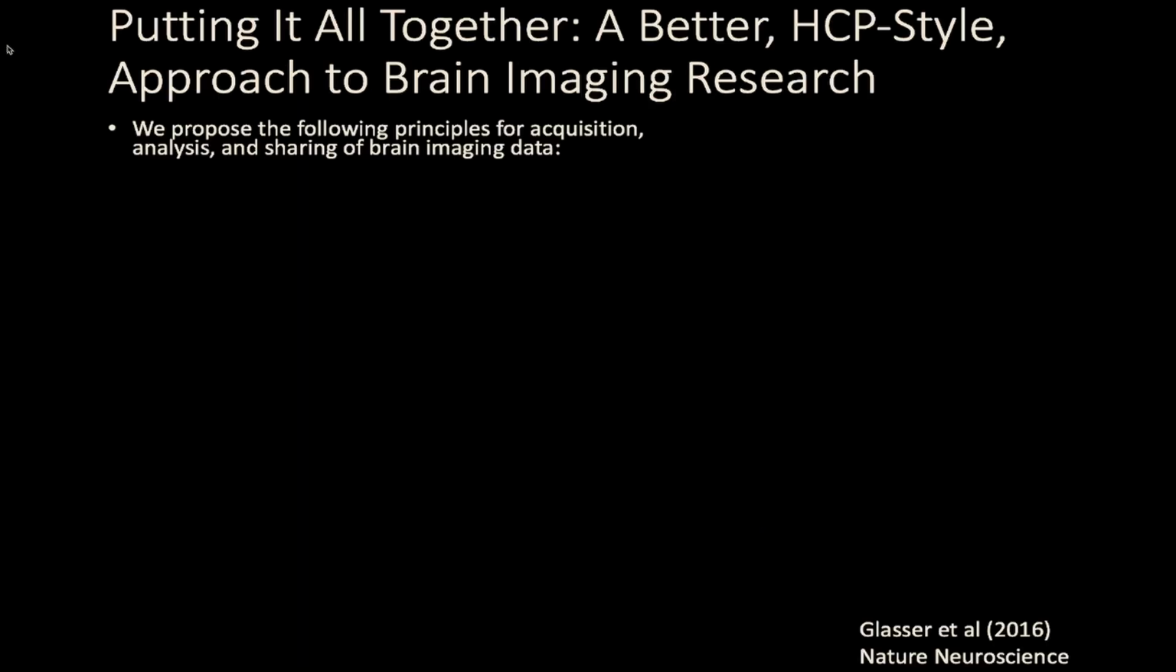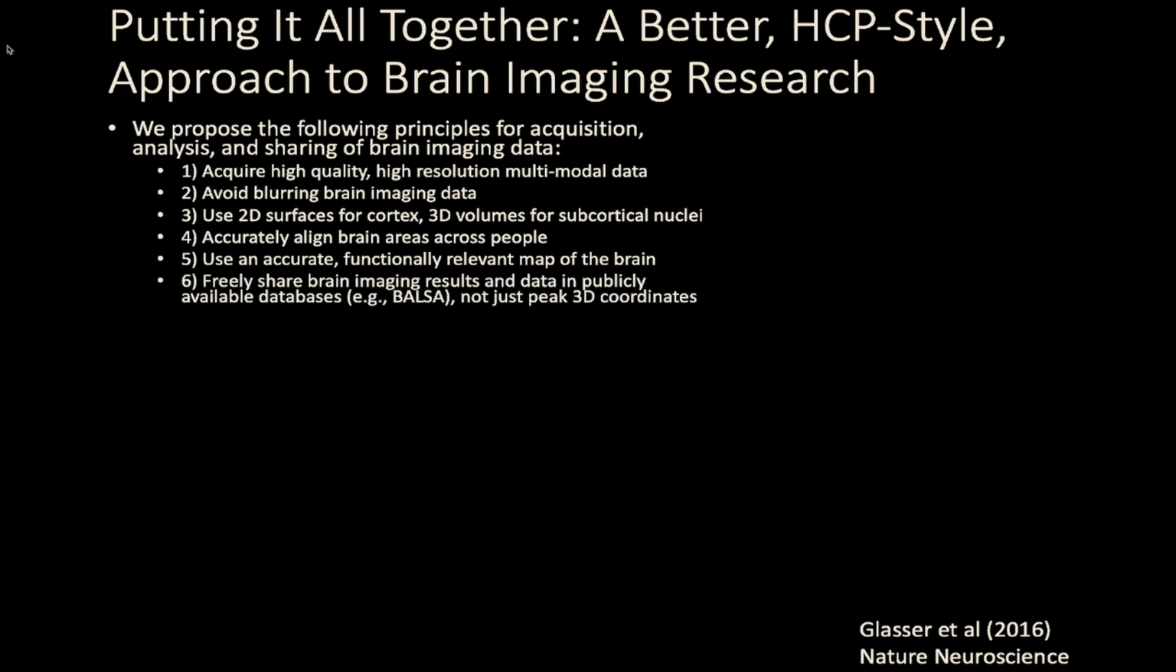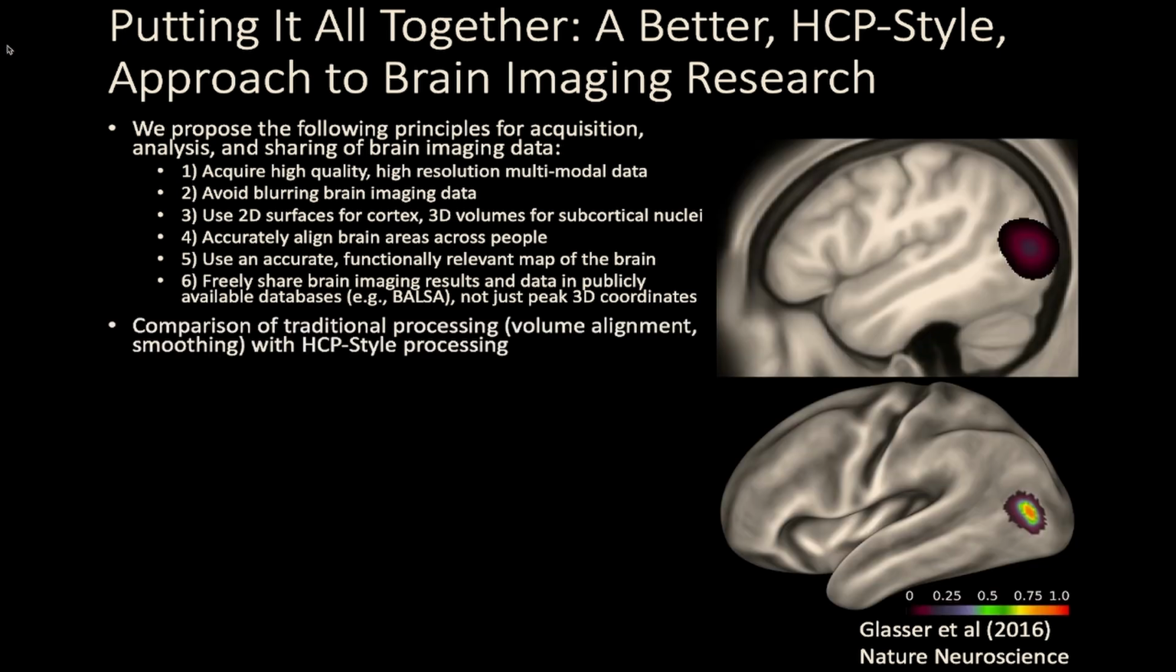Okay, so putting it all together and finishing up, a better HCP-style approach to brain imaging research. So we want to acquire high-quality, high-resolution multimodal data, avoid blurring brain imaging data, using 2D surfaces for the cortex, 3D volumes for subcortical nuclei, accurately align brain areas across people, use an accurate, functionally relevant map of the brain, and freely share brain imaging results and data in publicly available databases, such as the BALSA database, not just peak 3D coordinates.